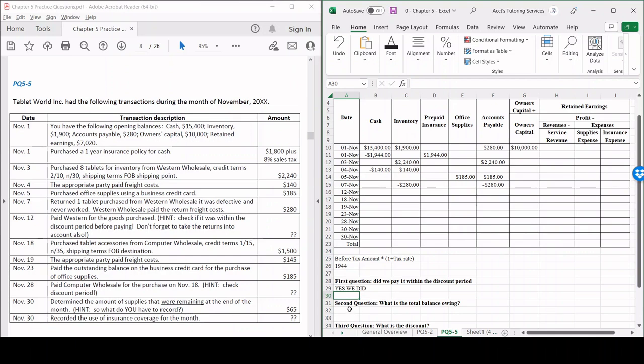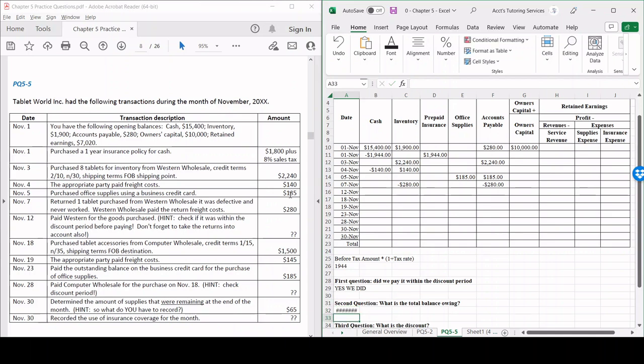Second question is, what is the total balance owing? So remember, 2240 is what we originally owed. But then remember, we returned 280's worth. The 185 has nothing to do with our inventory, so we ignore that. That's really directly to office supplies, not inventory. We're talking about inventory in the specific question, so do not get that confused. Remember, supplies and inventory are 2 different accounts.